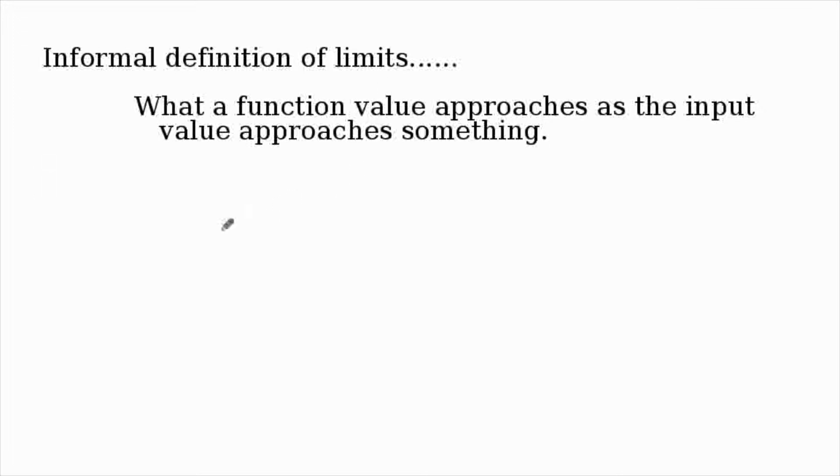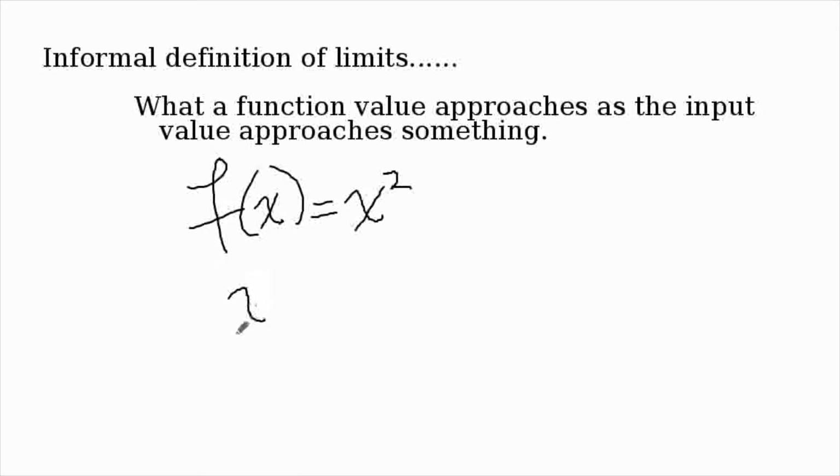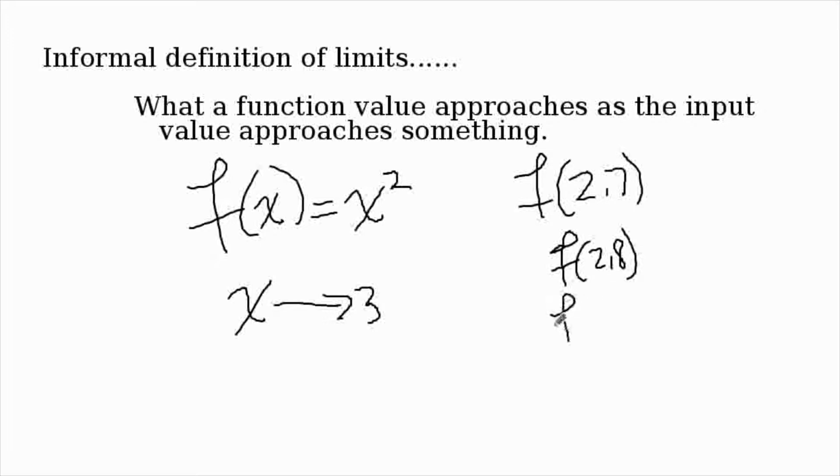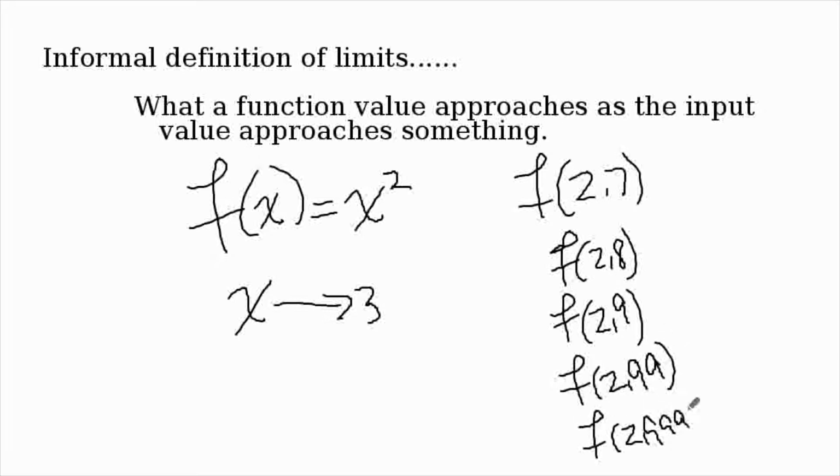So suppose that f of x was equal to x squared. I want to know what happens as x approaches 3. The way that's usually written is x with an arrow, so it's getting closer and closer to 3. So if I wanted to see what was happening to f, I could see what is the value of f at 2.7, at 2.8, at 2.9, at 2.99, at 2.999?